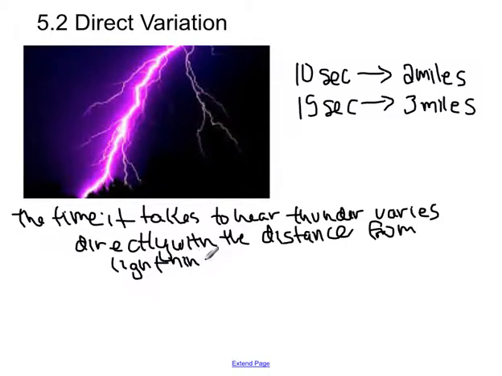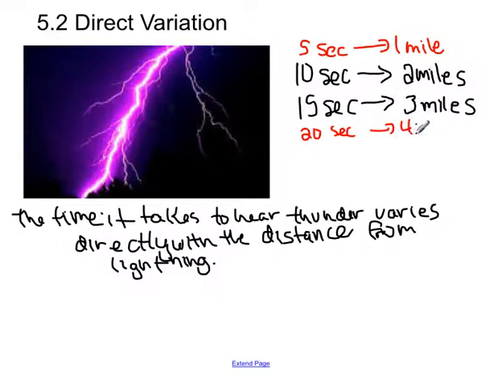If it varies directly, it means there's a direct relationship between, okay, it's 15 seconds, it's 3 miles; 10 seconds, it's 2 miles. So what would it be if it was 5 seconds? It would be 1 mile, right? And if it was 20 seconds, that's 4 miles away. So there's a direct relationship here.